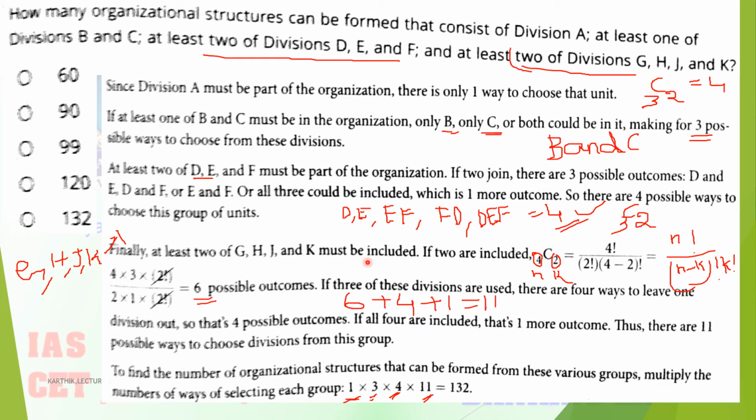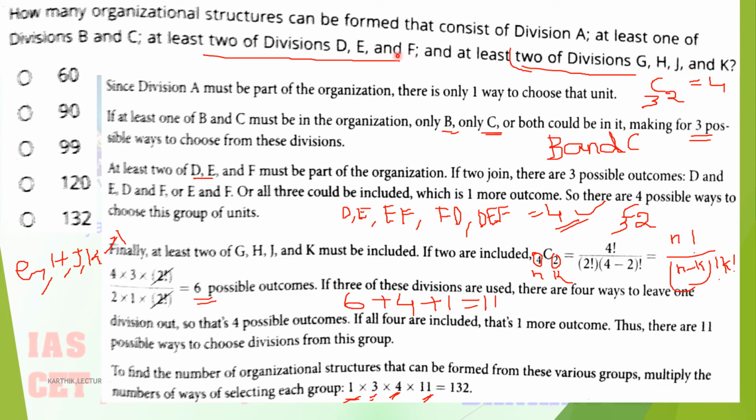So how to get 11 combinations? The first one, you can do it like this, 6 possible outcomes. Next, just consider 3 digits: GHJ, HJK and JKG, like total 4 combinations are possible if you consider 3 digits. Along with that, all 4 together, GHJK, one more. So that 6 plus 4 plus 1, 11 combinations are possible in 4 digits.